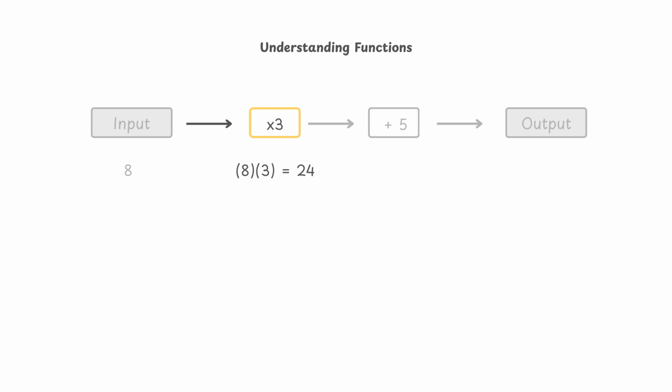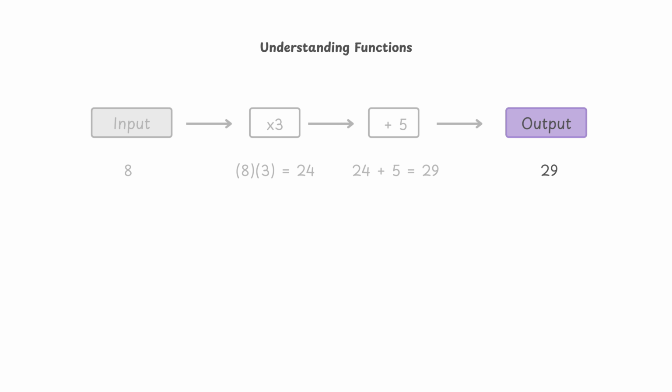Next, the machine applies another operation. It adds 5 to the result. So now we take 24 and add 5. 24 plus 5 equals 29. And that gives us our final output. So when the input is 8, the output is 29.